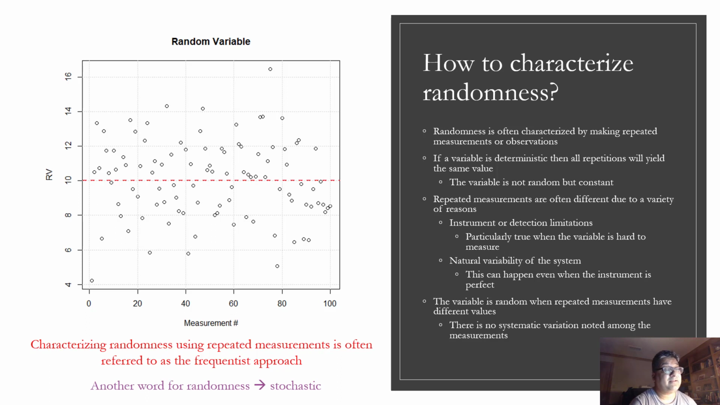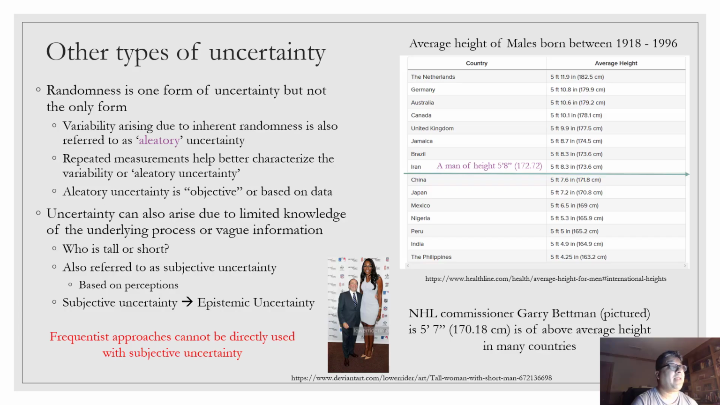So if repeated measurements yield different data, then the variable is random. Another word for randomness is stochastic, so we call that a stochastic variable or a random variable. The idea of characterizing randomness using repeated measurements is called the frequentist approach, because we measure repeatedly and see with what frequency something recurs in our system. So repeated measurements is what is referred to as the frequentist approach, and that's another word for the randomness or stochastic approach.